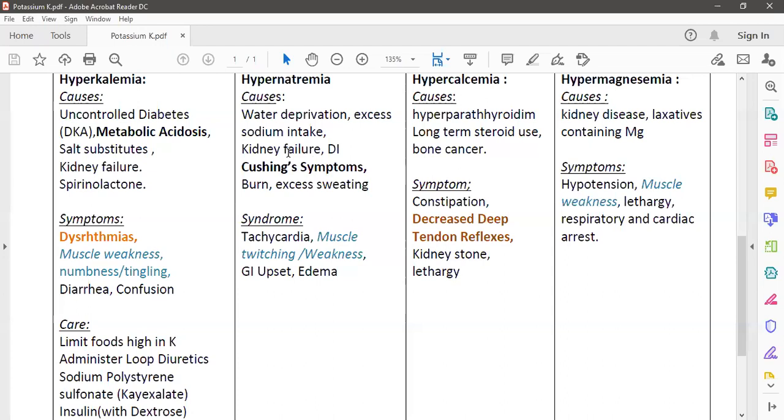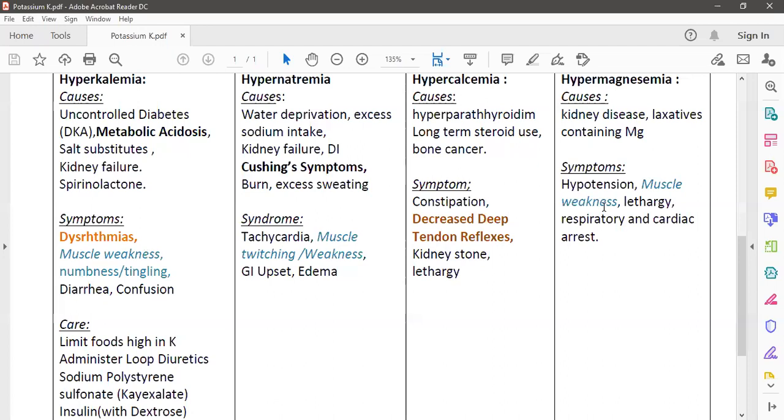So what are the signs and symptoms if your patient has hypernatremia? The patient develops tachycardia, muscle twitching, weakness, GI upset and edema. Also with hyperkalemia, muscle weakness, numbness. Also hypermagnesemia, muscle weakness, right?